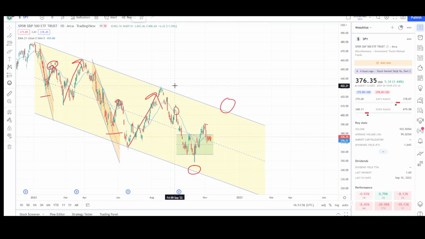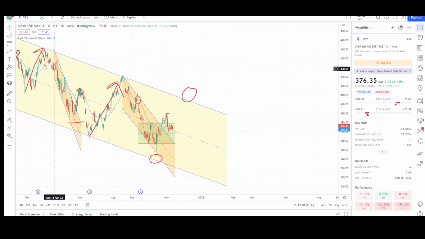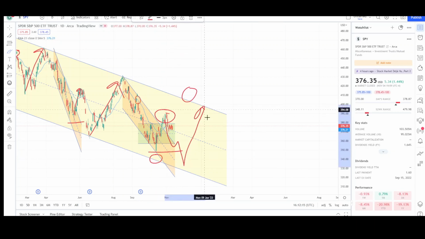Let me go and connect the swings. This channel isn't as precise as the other ones in the past, but it's still somewhat of a channel. So this could be a fake channel breakout right over here, where we see the dump below the previous low at the 348, 347 level, something like this, and then we see that bigger pullback. So that could also take place.